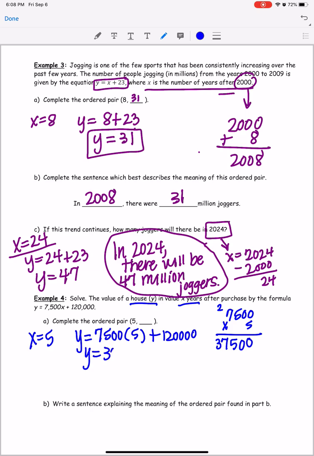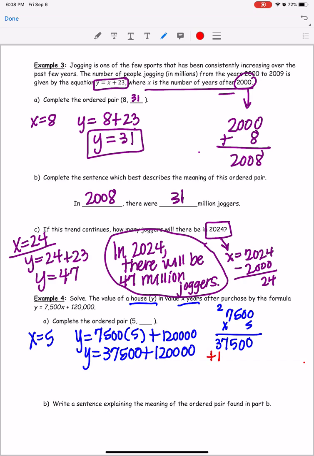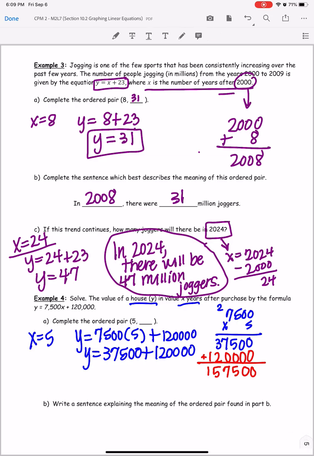So we get Y equals 37,500. Now we need to add that to 120,000. So let's take that number and add 120,000. 0 plus 0, 0. 0 plus 0, 0. 5 plus 0 is 5. 7 plus 0 is 7. 3 plus 2 is 5. Bring down your 1. So my Y equals 157,500.